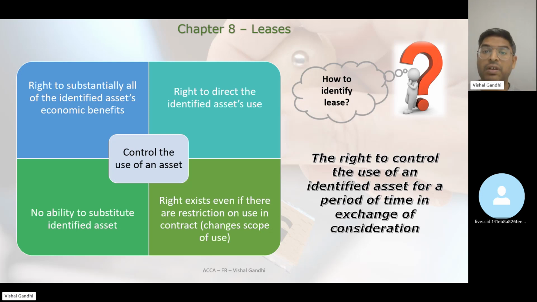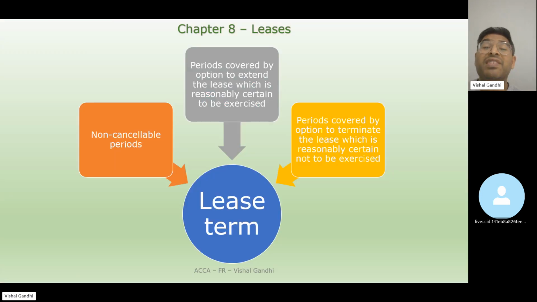So these are the criteria that will help us identify whether this is a lease contract or not. Let's go further. Now, what is a lease term? Lease term is the lease period. How much is the lease period? Number of years. So what is covered by the lease term? First is non-cancelable periods. So 5 years, 10 years, as per the lease agreement, whatever is the non-cancelable period, those periods are included in the lease term.